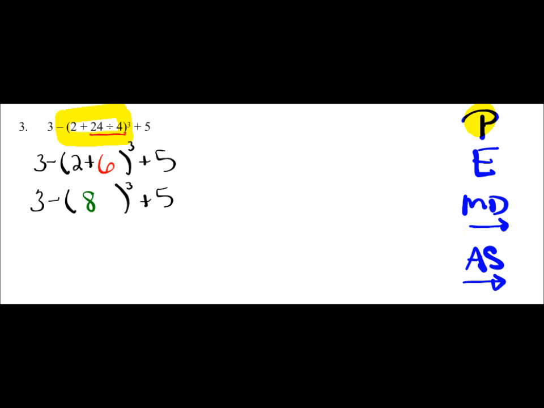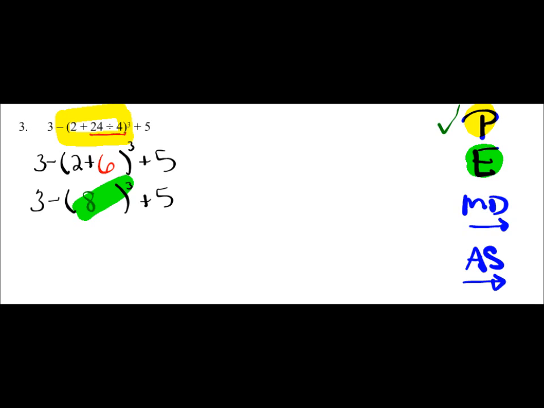Now finally, my parentheses are done. There's nothing left in parentheses except for just the number 8. So that's done. The second thing now that I need to look for are exponents. And here I do have exponents. I have 8 to the third. So that's 8 times 8 times 8. 8 to the third just happens to come out to be 512.